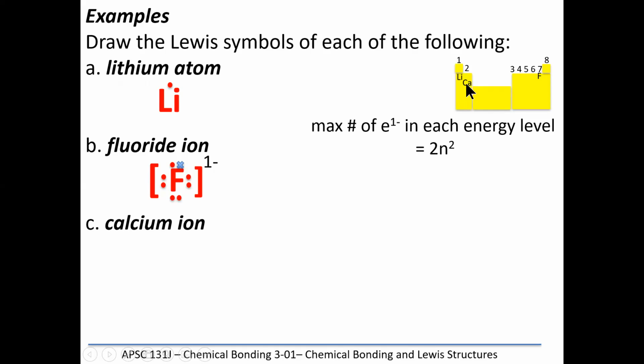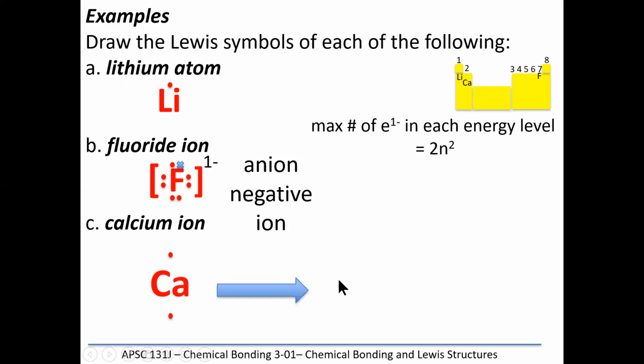Now, a calcium atom has 2 electrons in its outer shell. So we can show the electrons here. I'm putting them on opposite sides because electrons repel each other. They're both negatively charged, so they tend to get as far away from each other as possible. This would be the calcium atom's Lewis structure.